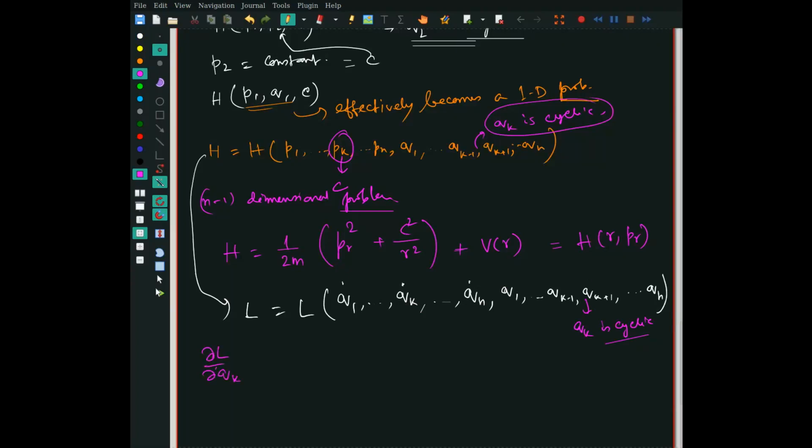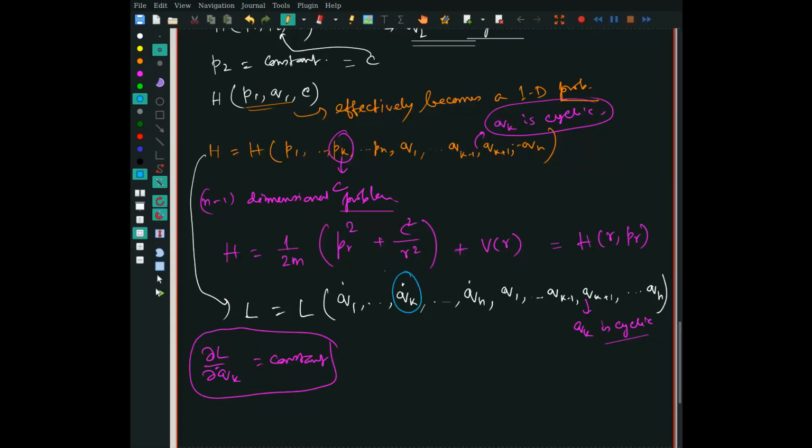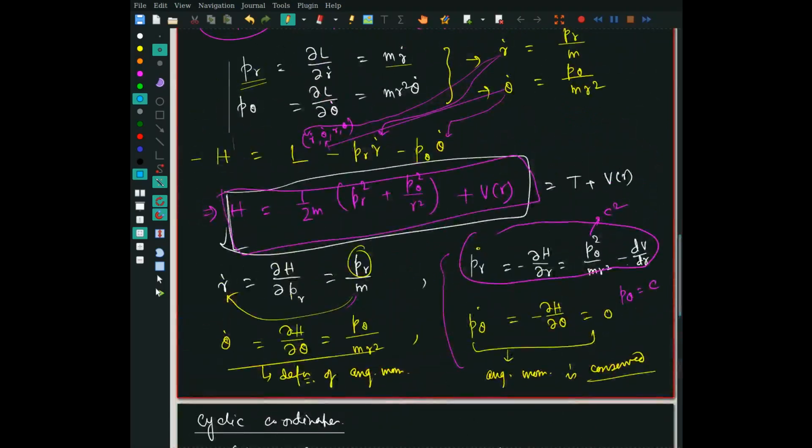Del L del Qk dot equals constant. So just by having del L del Qk dot equals constant, it does not imply that Qk dot will be a constant. So you cannot replace Qk dot with anything in general. For example, here I had m r square theta dot equals constant. So p theta equals constant. That is, p theta is m r square theta dot. This equals constant, but by no means does it imply that my theta dot is a constant.